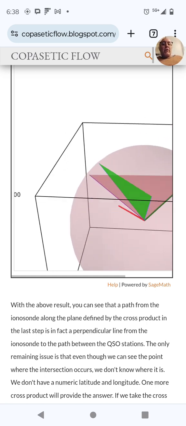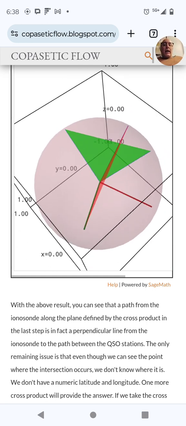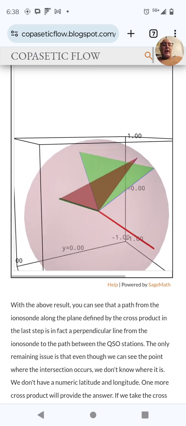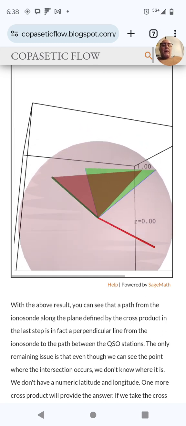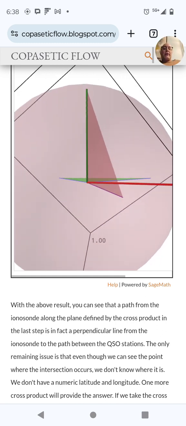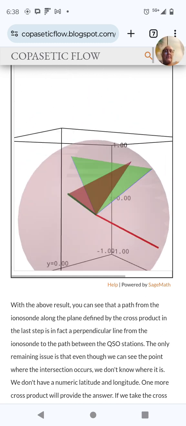And please do go to the post and steer these around yourself so you can convince yourself. But we're going to do that cross product now. We're going to take the cross product of the green vector and the pink vector and see where it winds up.